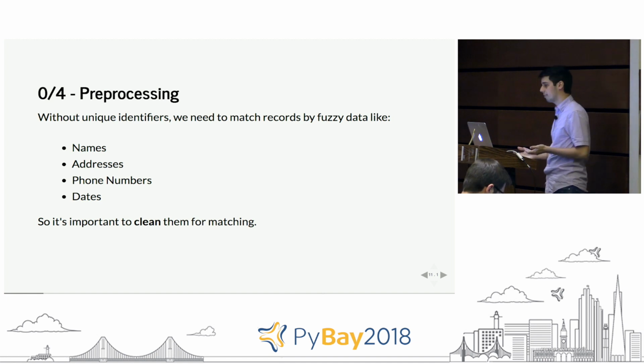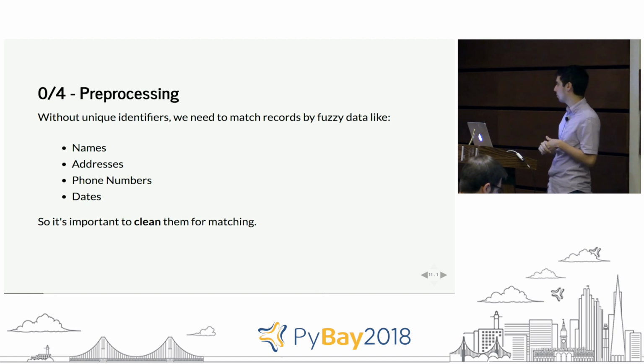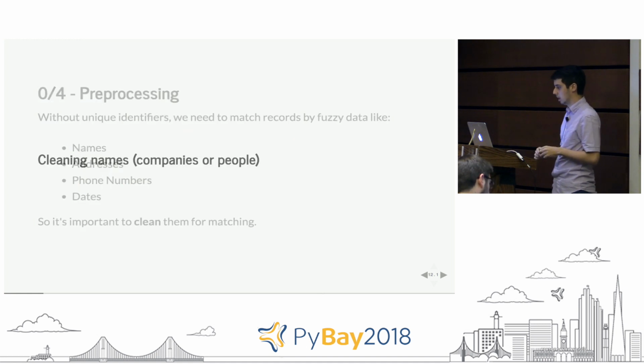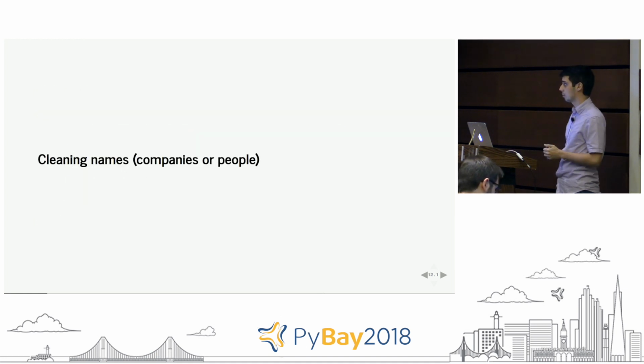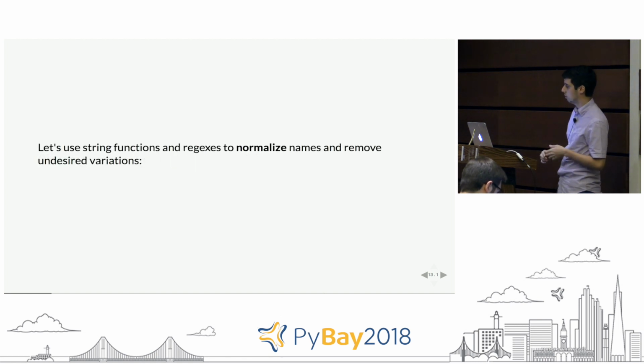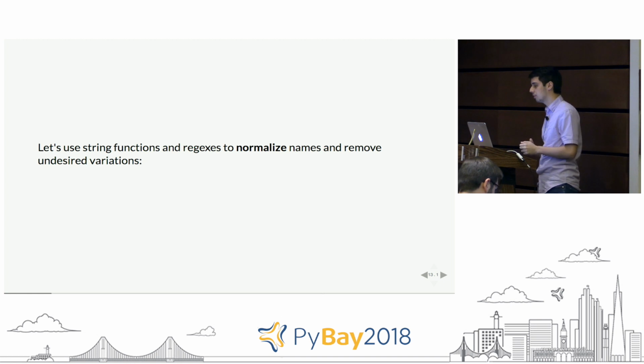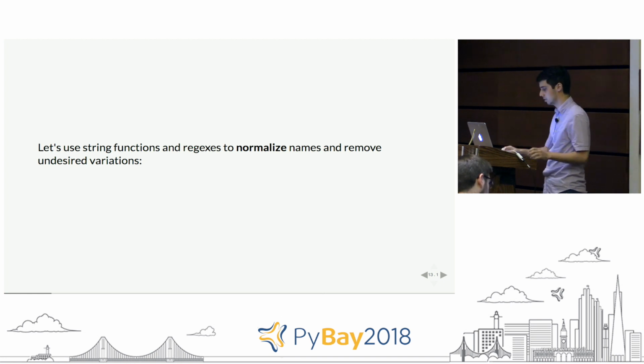So without unique identifiers, we need to match records by fusing data like names, addresses, phone numbers, dates. Those are the most common types of data we have to handle, so we'll learn how to clean them. First, names. Usually we're talking about companies or people names. We will use string functions and regexes to normalize names and remove undesired variations.